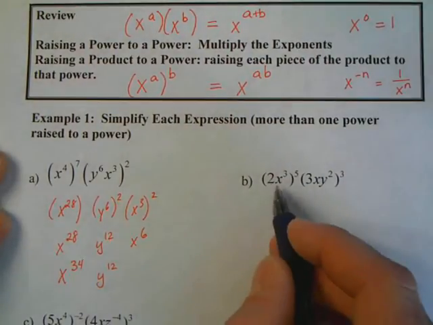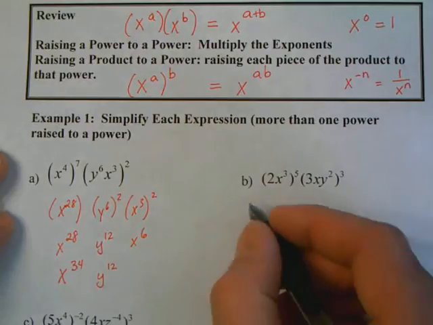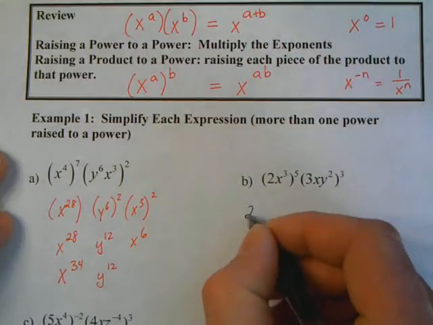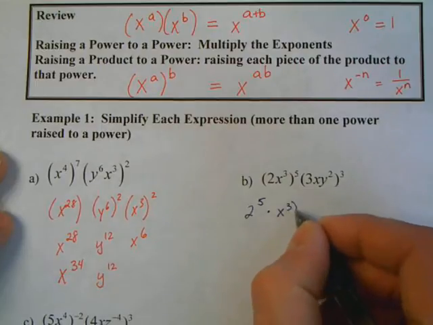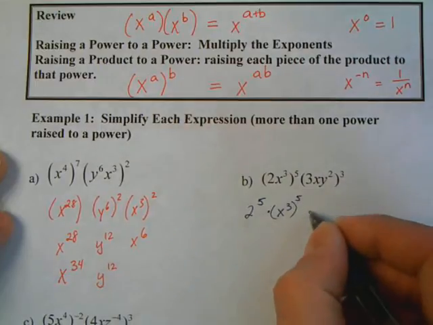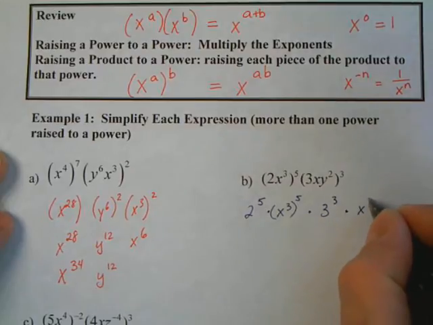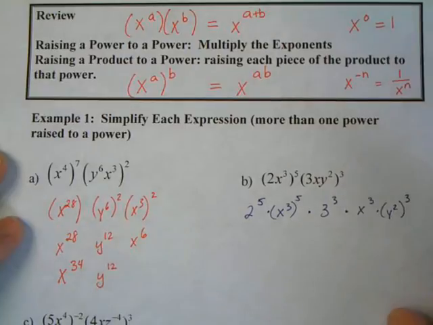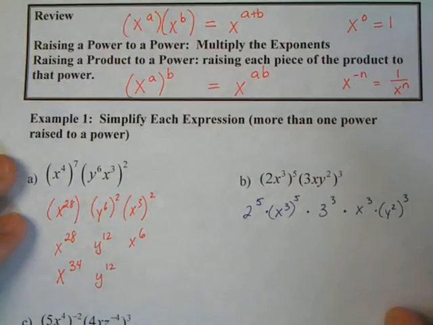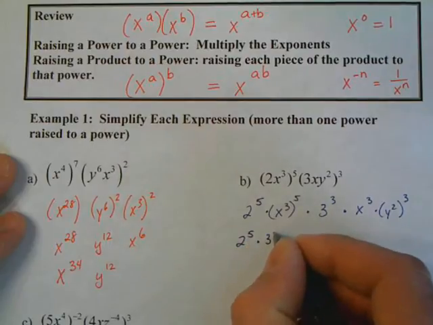We now look over at problem B, and we have two problems combined together again. First we have 2x cubed to the 5th, and then 3xy squared to the 3rd. Let's break this down. We have 2 to the 5th times x cubed to the 5th times 3 to the 3rd times x to the 3rd times y squared to the 3rd. So we're merely distributing each one.